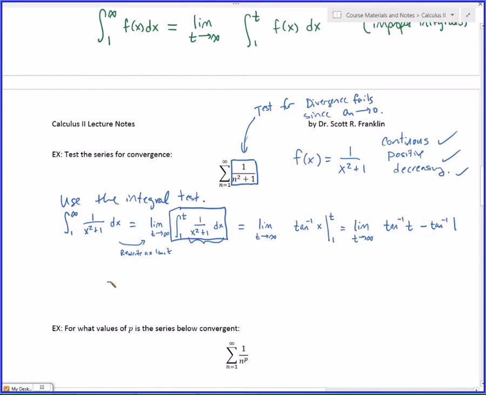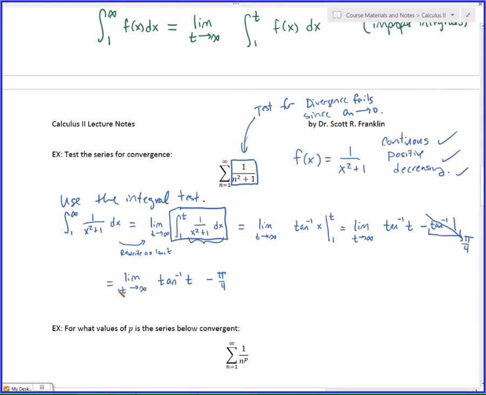Okay. By the way, do you know what tangent inverse of 1 is? What angle, when you take its tangent, gives you 1? Pi over 4. Okay, so here's what I've got. I've got the limit as t goes to infinity. And by the way, you could look up 1 on your table and find the angle for tangent on your reference pages. Tangent inverse of t minus pi over 4.